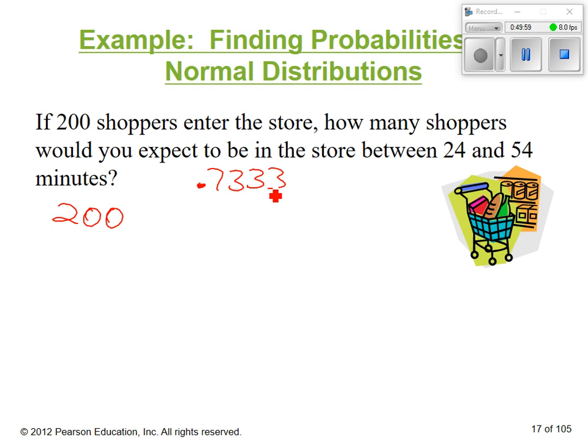Just do one thing is all you do. If I told you 20% of all the cars are speeding and we watched 200 cars, what would you do to figure out how many of the cars were speeding? What mathematical operation? Just times. So you take 200 times 0.7333. How many of those shoppers do we expect to be in the store between 24 and 54 minutes? 147. So about 147 of the shoppers we expect to be in there that long.